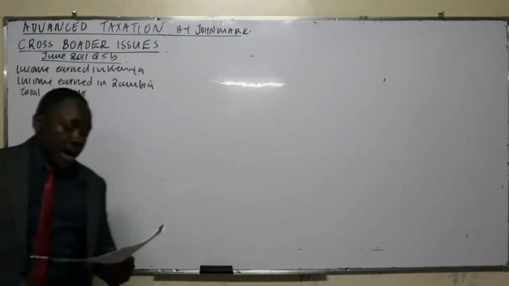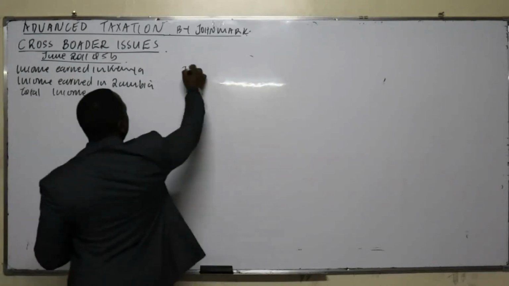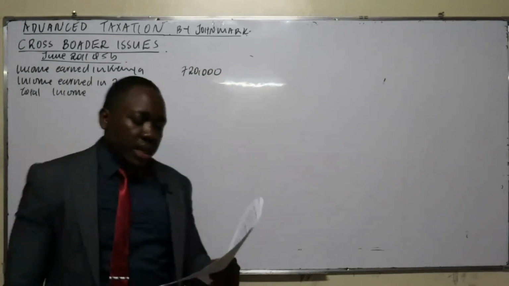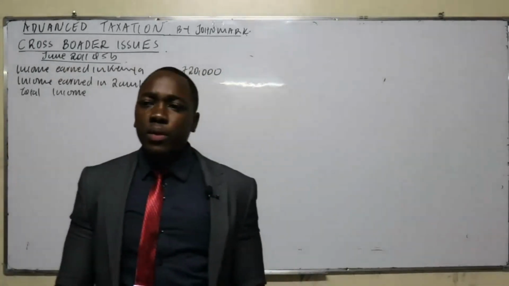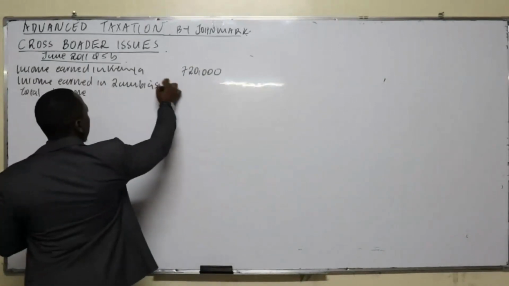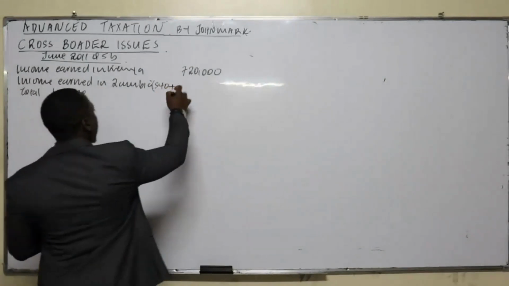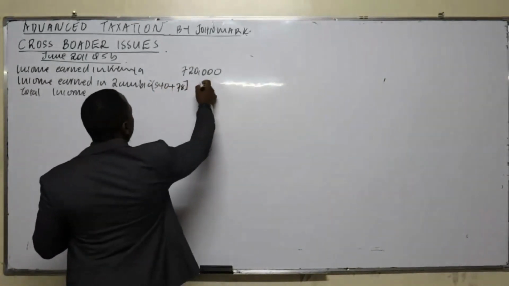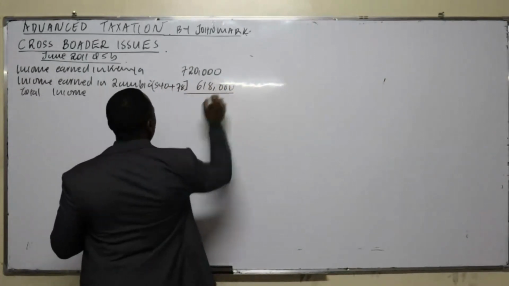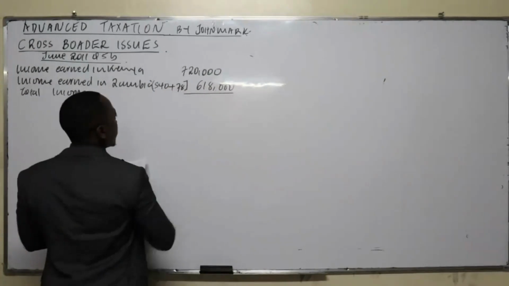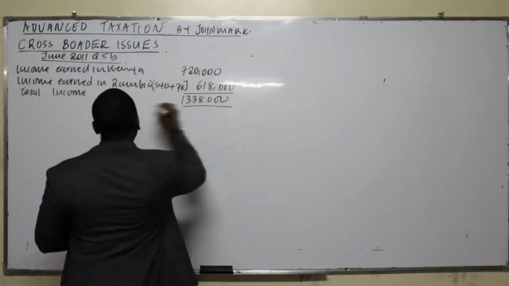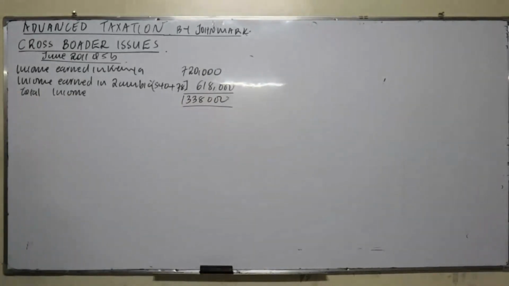So the income earned from Kenya was 720,000. Then income earned from Zambia, 540, net of tax of 78. We don't assess net. We always assess the gross income, right? So it was an amount of 540 plus you add back the tax paid of 78 and you get 618. That means during the year it had earned a total of how much? Is it 1,338? Yes, 1,338. That's the total income earned during the year.